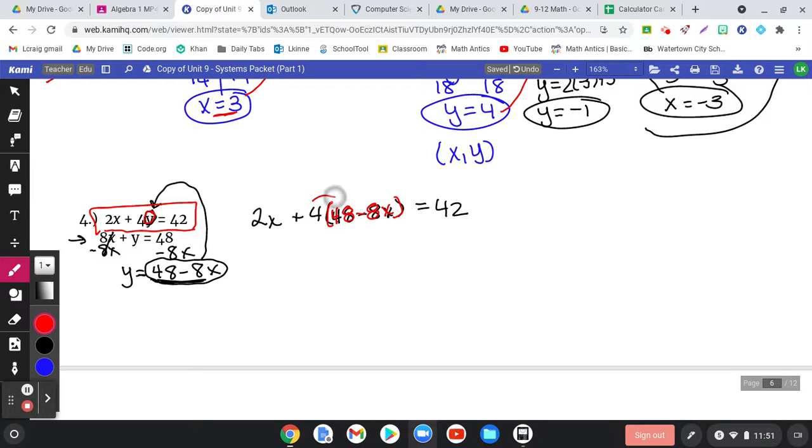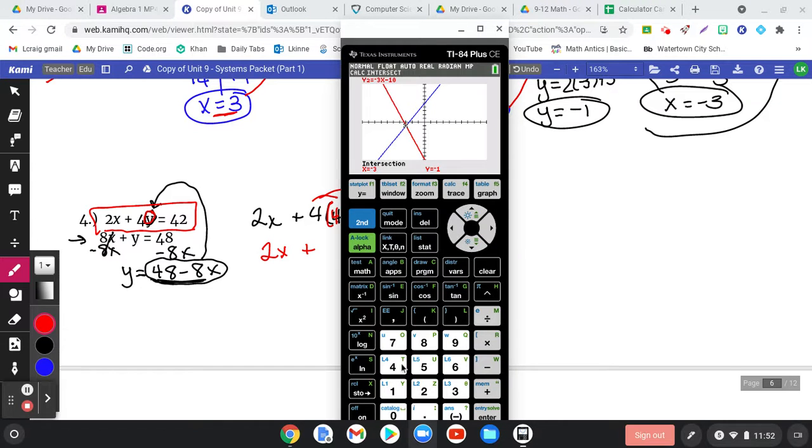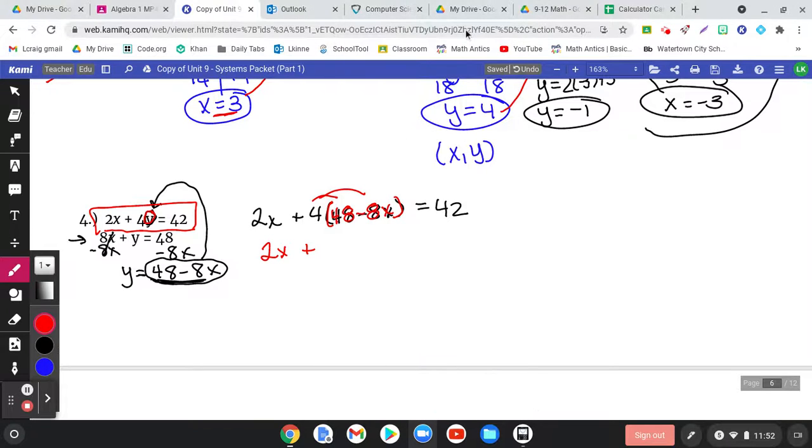All right, so then we'll distribute. 2x plus 4 times 48. Let's do some math in here. 4 times 48. Let's try that again. 4 times 48 is 192. 4 times -8x is -32x, equals 42.